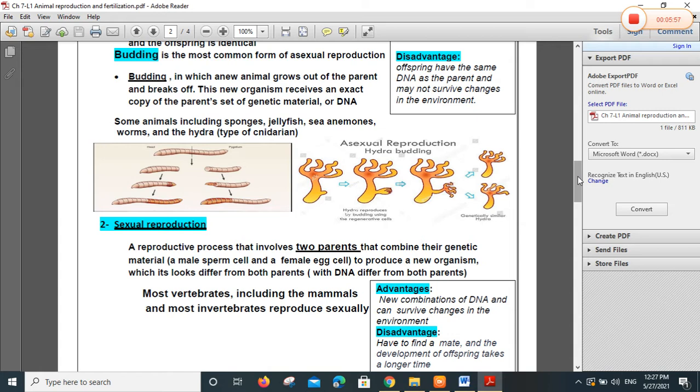When the male cell and the female cell, the 2 different cells, combine or join together, fertilization happens. Yes, fertilization happens and the embryo is formed.